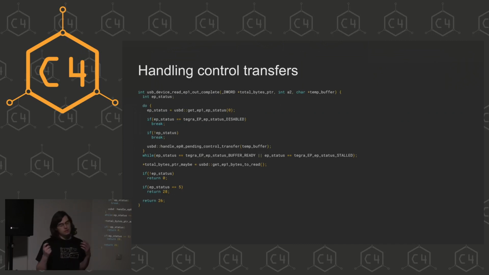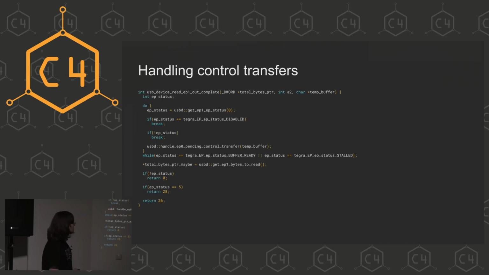As I said earlier, you have to handle these control requests all the time. When this function before kicks off this asynchronous read and it waits for it to finish and actually deliver data, it does this here in this function. So USB device read endpoint 1 out complete. So it just waits for this transfer to complete. It does this in this while loop. It checks some status of the USB endpoint. And if that status says, okay, I'm good, then it breaks out of this loop here. If the buffer is ready or the endpoint is stalled, which is a USB thing to signal errors, then you can break out of this loop. Otherwise, it just keeps looping and polling the status.